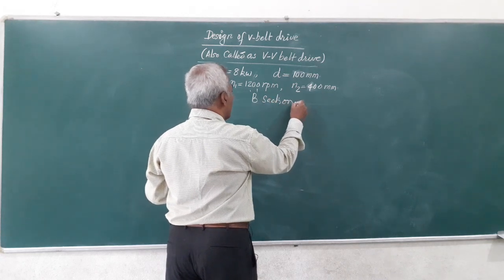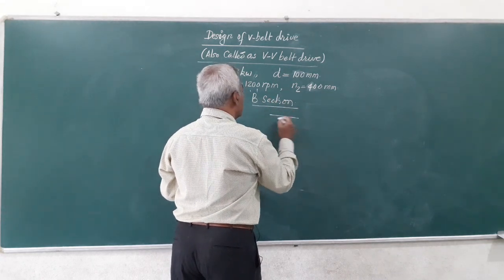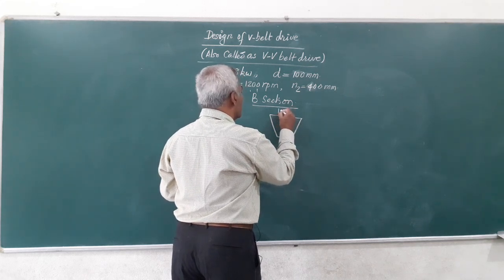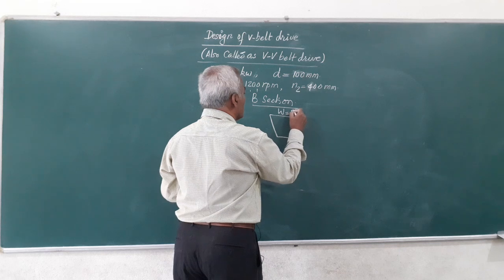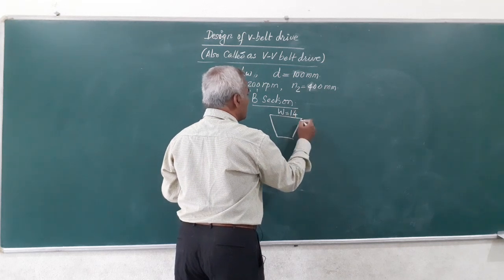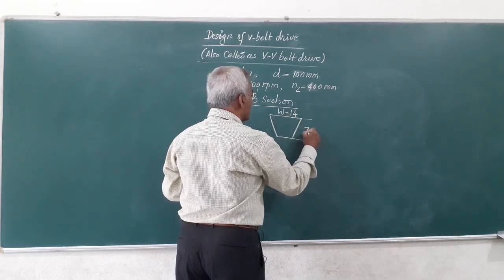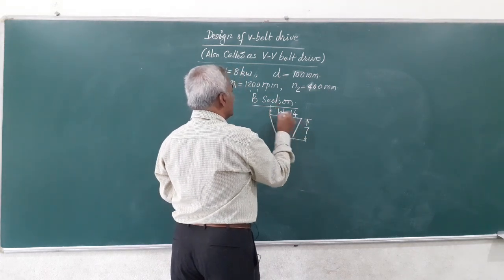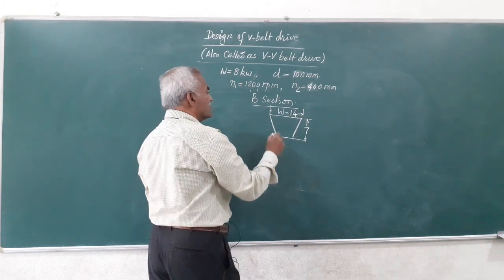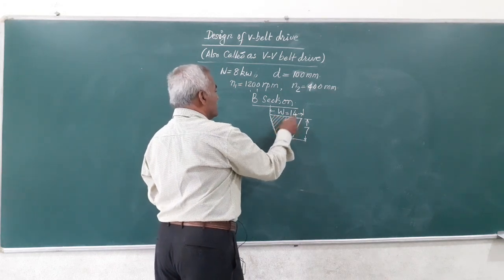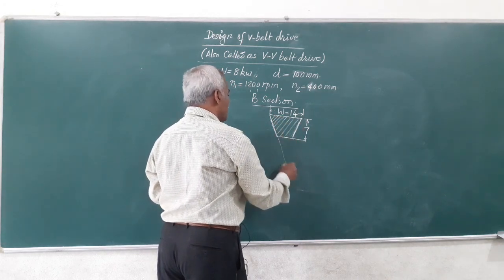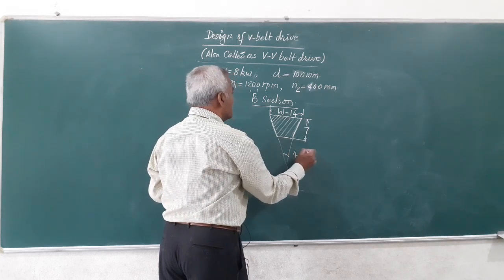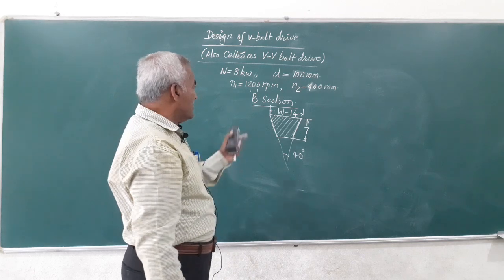So, the cross section selected based on this is B section, and this will have a width at the top equal to B or W is equal to 14 mm, and this will be 7 mm. It will have a width is equal to 14 and the thickness is equal to 7 mm. This is what the cross section, and this angle will be, as I told you before, it is 40 degrees. So, this is how we select or arrive at this.